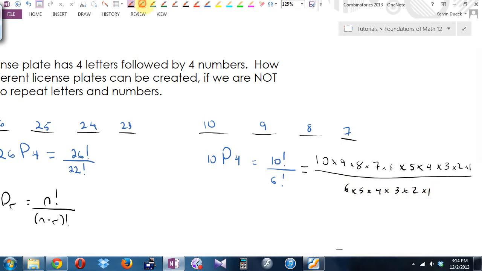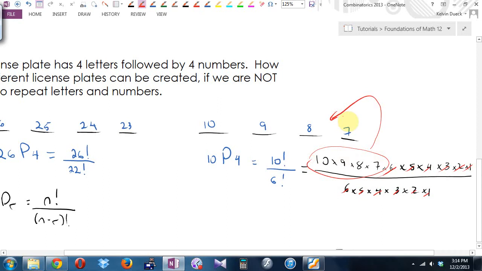Can you see, Rosanna? Those would cancel, those would cancel, those would cancel, and I'm left with what I wanted there. The only way that works is if in the bottom I don't put 4 factorial, I put 10 minus 4 factorial. n minus r factorial is what has to go on the bottom so I can get all these to cancel and be left with the 4 digits that I want to multiply together.